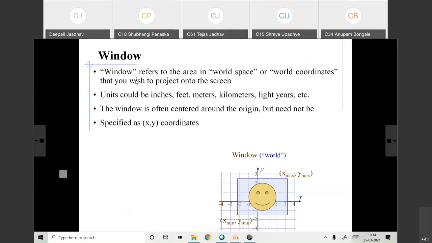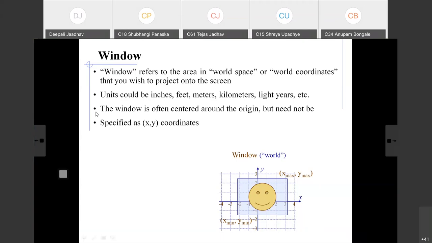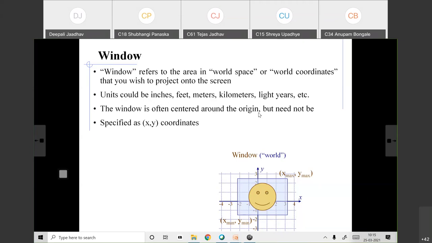So a window refers to the area in the world space or world coordinates that you wish to project onto the screen. On this screen, this PPT is visible. I want to project whatever image or content on this window. The window is often centered around the origin, but need not necessarily be. Here it is centered around the origin.